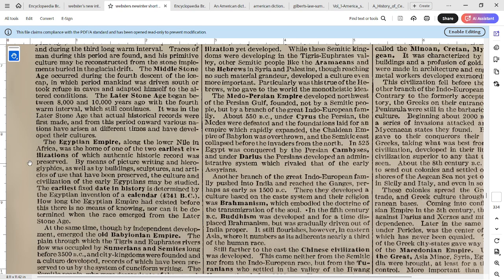By means of picture writing and hieroglyphs, as well as by buildings, sculptures, and articles of use that have been preserved, the culture and civilization of the early Egyptians may be studied. The earliest fixed date in history is determined by the Egyptian invention of a calendar, 4241 BC. How long the Egyptian Empire had existed before this, there is no means of knowing, nor can it be determined when the race emerged from the latter Stone Age.